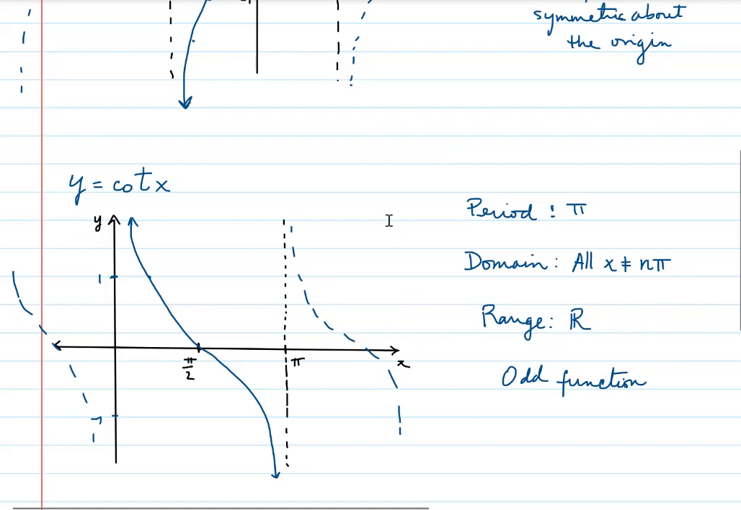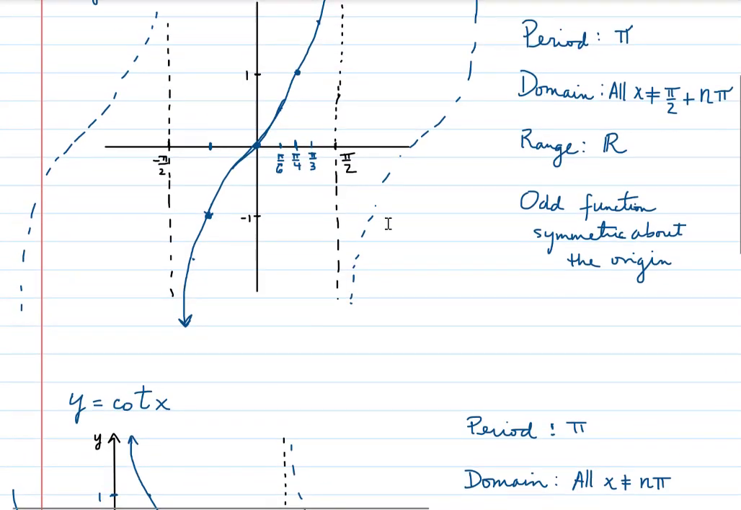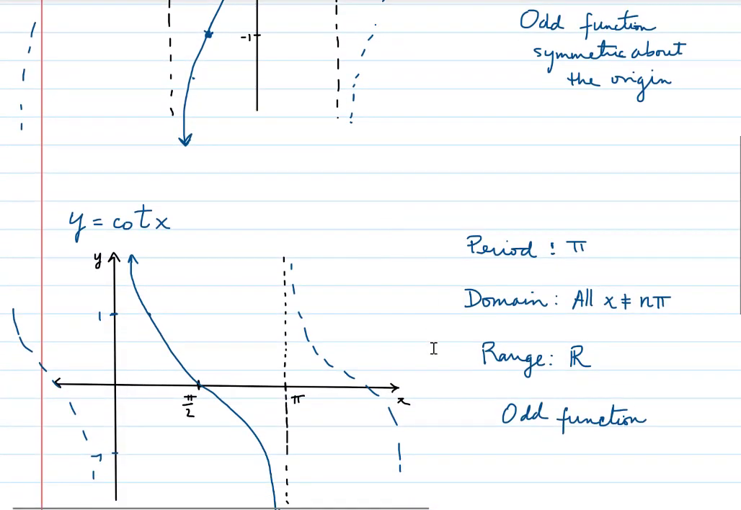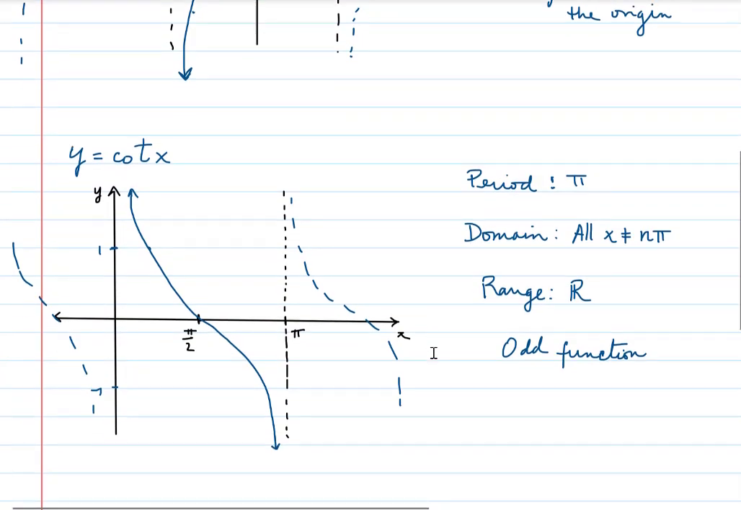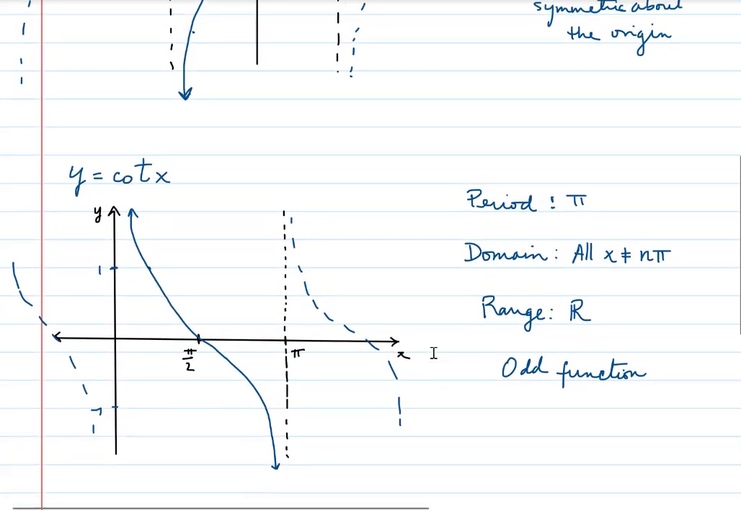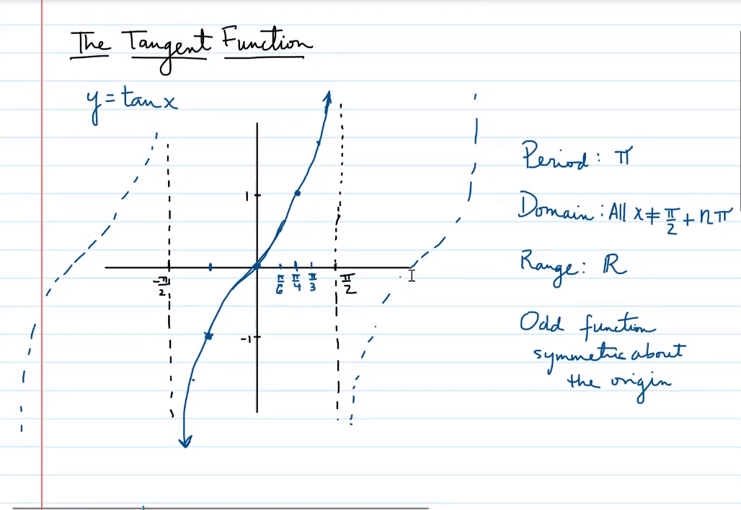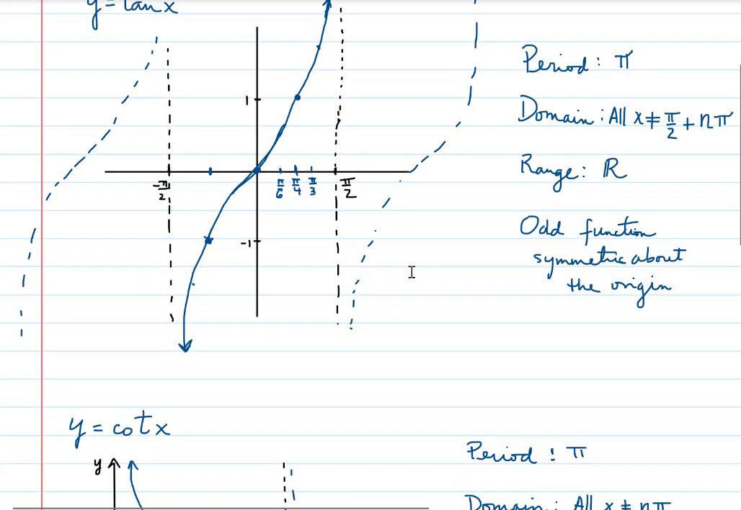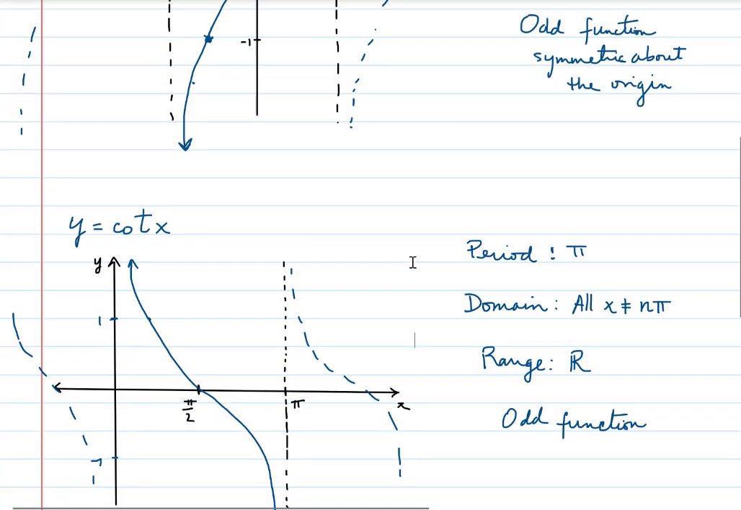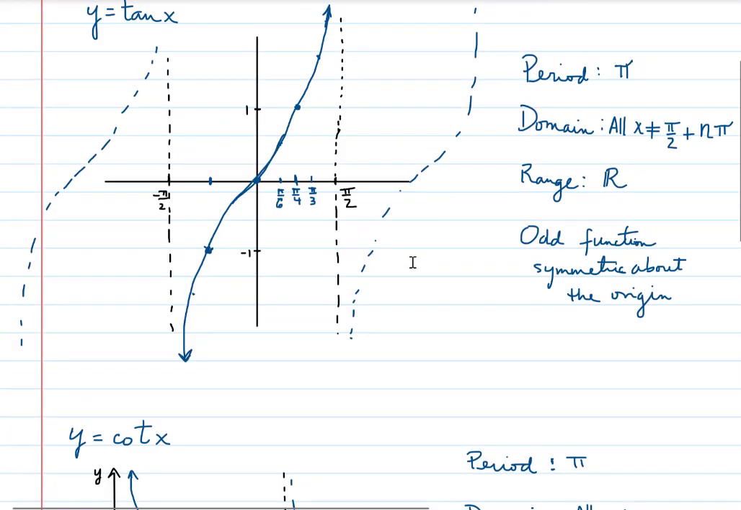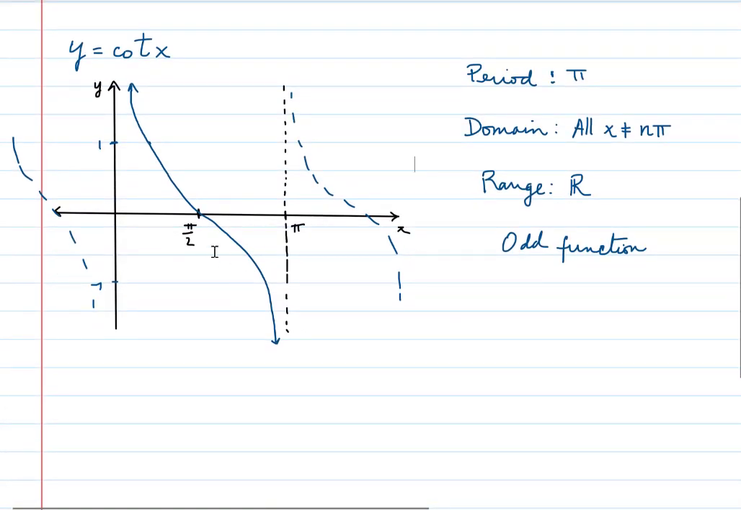The range is still the same as tangent. It's still all reals, negative infinity to infinity, and it's also an odd function, which we already knew. Which means it's symmetric about the origin. So very similar here. You want to have an idea of the graph of these two functions. Make sure not to mix these two up, and instead of graphing point by point, make sure that you know the general graph of these parent functions.